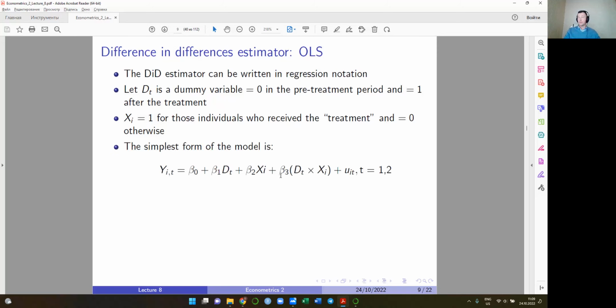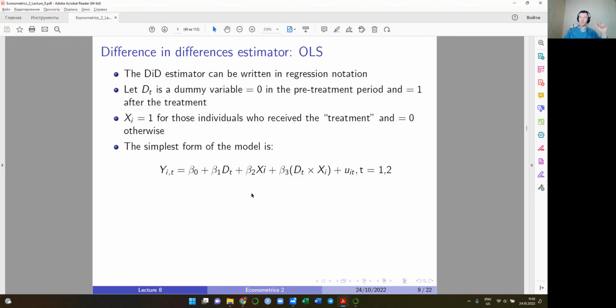And the simplest form of this model is the following. So you know about the differences estimator. Now we introduce this difference in differences estimator in the same way. So one variable is our time dummy, another variable is our treatment dummy, and then we also need to introduce the interaction. Don't forget that we studied this interaction term last semester when we spoke about nonlinearity. And now you can think how this is related to the previous discussion.